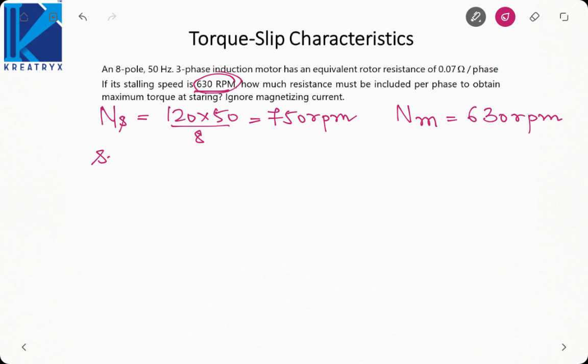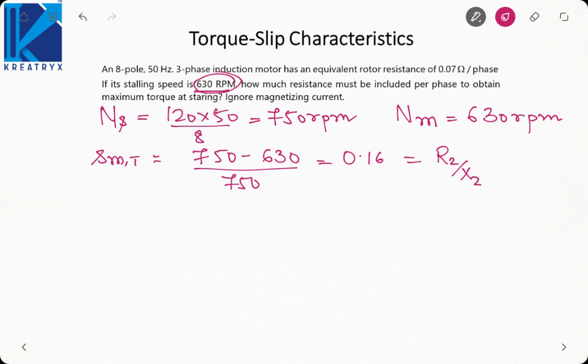So for that, first let us calculate slip for maximum torque, that is Ns minus Nr by Ns. Okay, this slip comes out to be 0.16. Now we know this is equal to R2 by X2. R2 is given as 0.07 by X2, which means this X2 will come out to be how much? 0.4375 ohm.